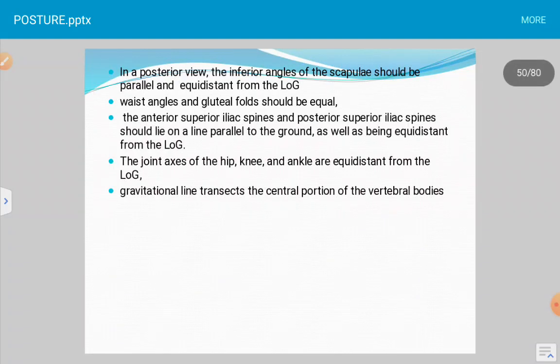Then in the posterior view, the inferior angles of the scapula should be parallel and equidistant.